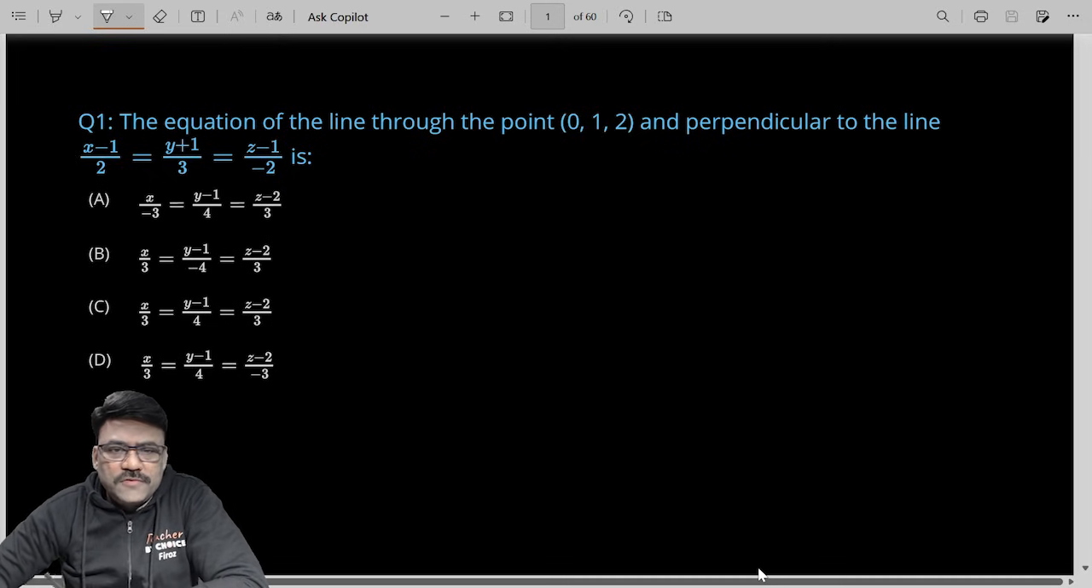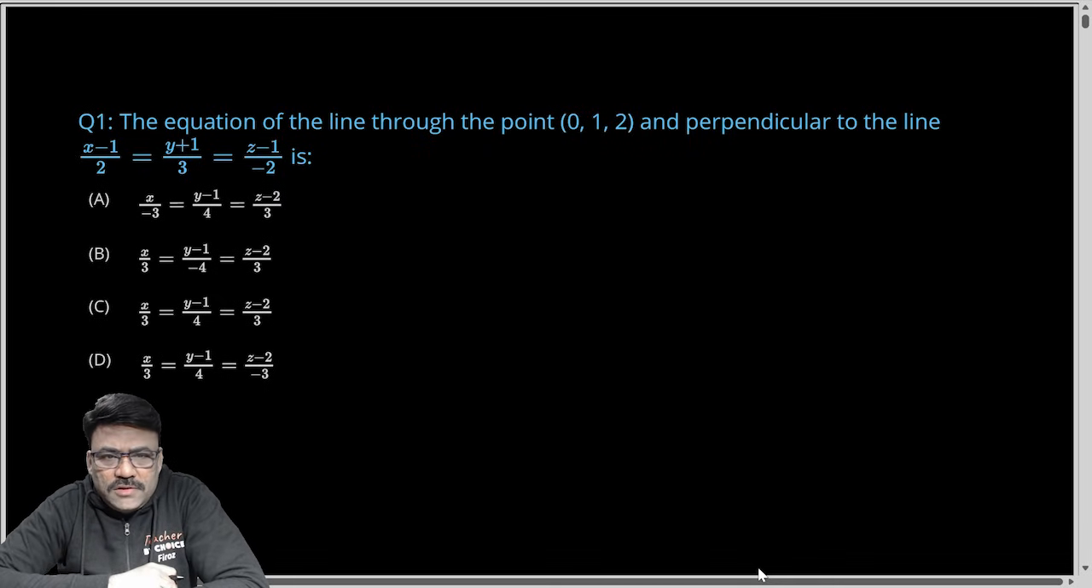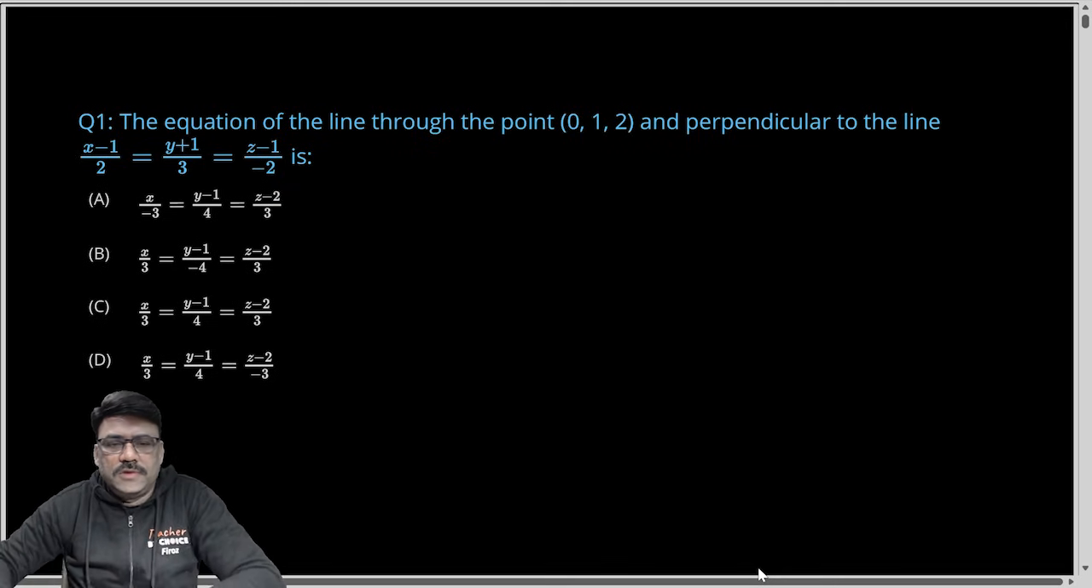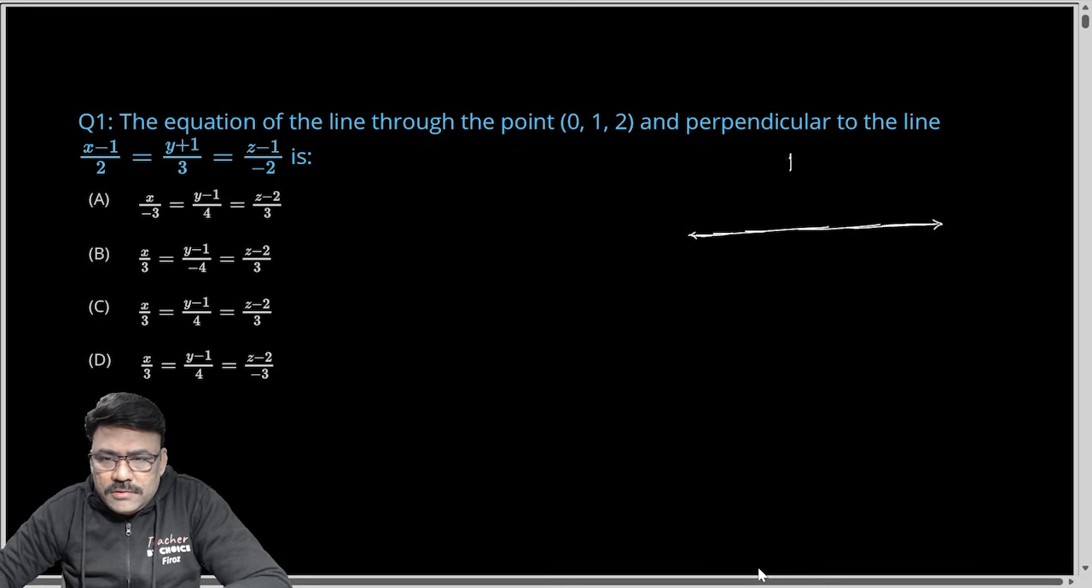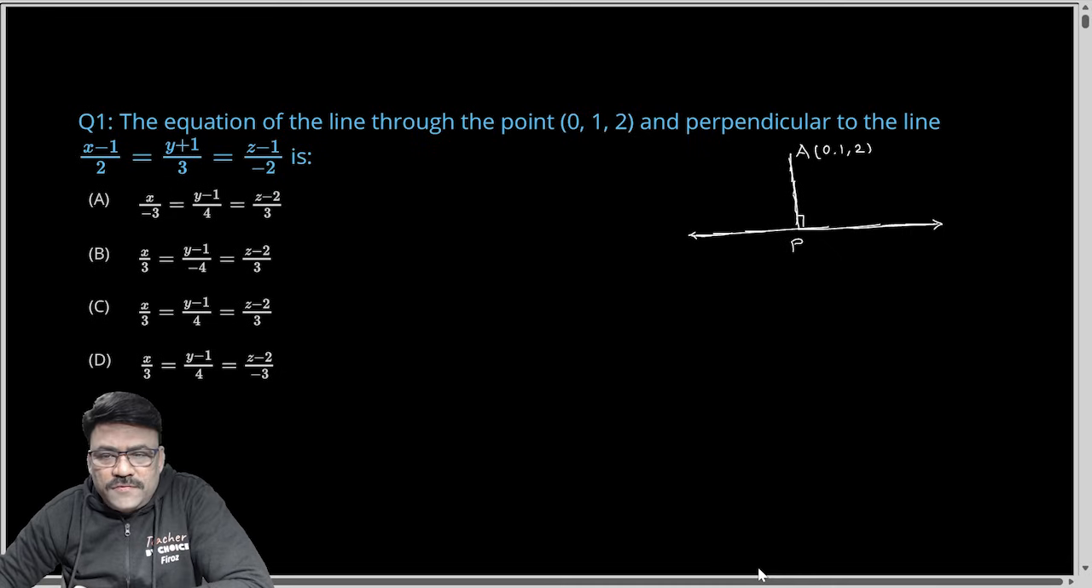The first question is from 3-dimensional geometry. Write the equation of the line through the point (0, 1, 2) and perpendicular to the given line. So you are given a line here. This is the given line, and we have to draw a line perpendicular to this given line passing through the point (0, 1, 2). Let's say this point A is (0, 1, 2), and let's say this line AP is perpendicular to the given line. So let's find this point P first.